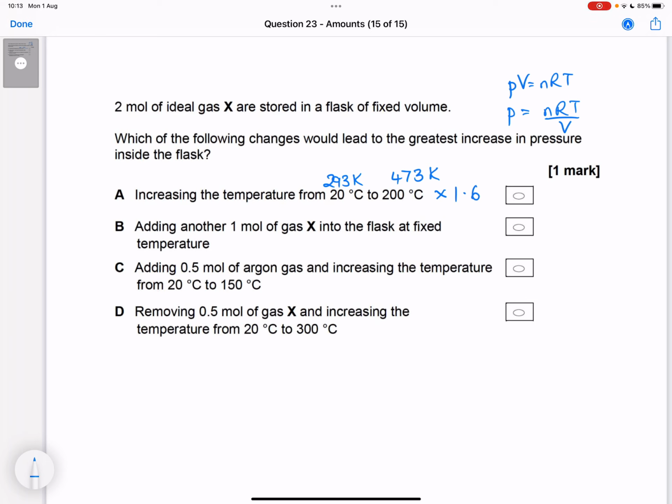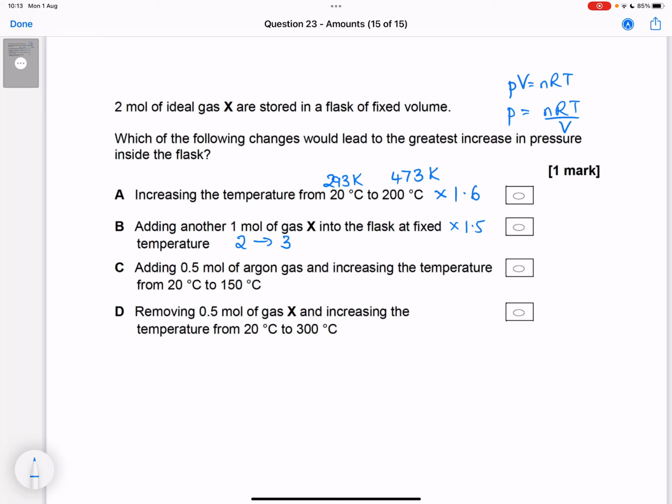If we add another mole of gas, that's not doubling it, because we're going from 2 moles to 3 moles. So 2 to 3 is times by 1.5. So it's 3 over 2, which is 1.5. So that is actually smaller than the temperature increase.